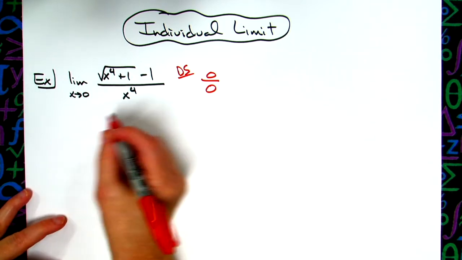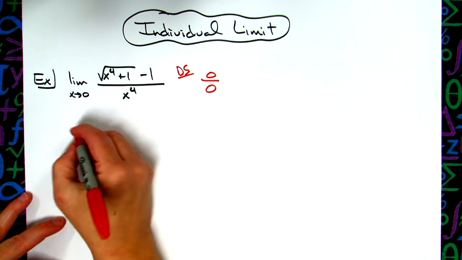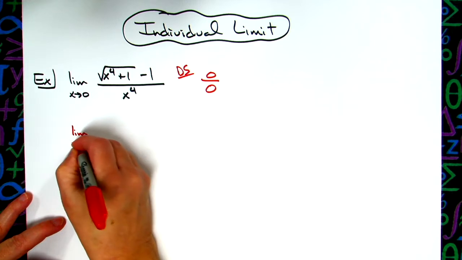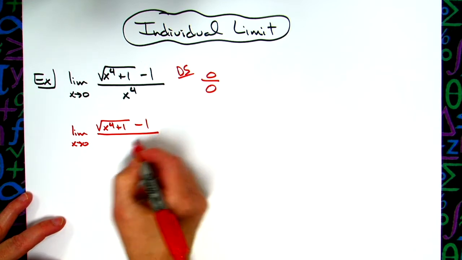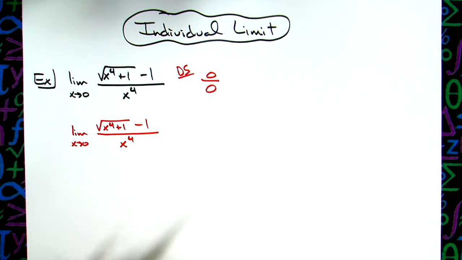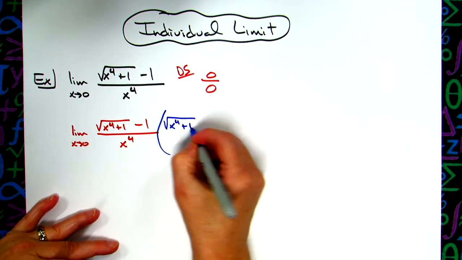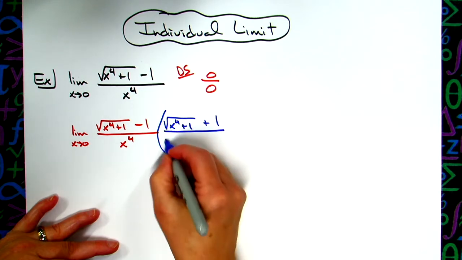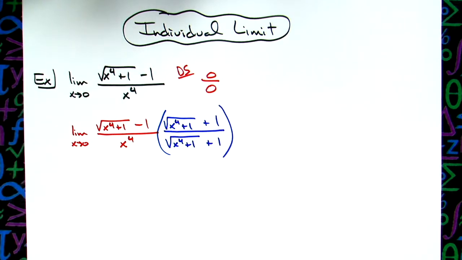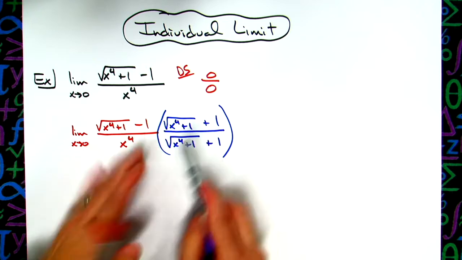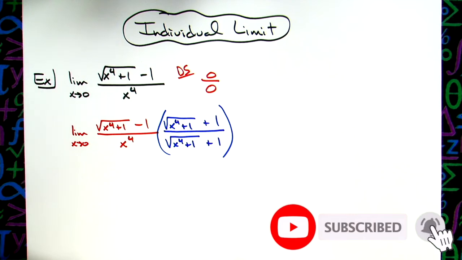So I'm going to start by looking at that numerator and seeing that I can rationalize the numerator. So I'm going to have the limit as x approaches 0, square root of x to the 4th plus 1 minus 1 all over x to the 4th. I'm going to rationalize that numerator, so I'm going to multiply by the square root of x to the 4th plus 1 all over square root of x to the 4th plus 1 plus 1, using that conjugate there so that this will multiply out really easily. Okay, so there's your algebraic technique, multiplying by the conjugate.